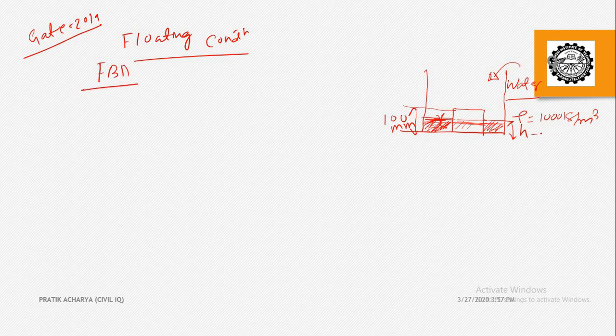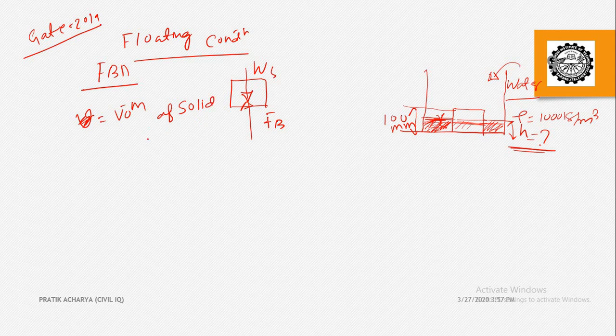It is asking us to estimate what the height of the water should be when the cube just starts to move upward. If you draw the free body diagram, this is my cubical body, and the weight will act downward. Here a buoyancy force will act. So this is V. What is V? This is the volume of the solid in liquid, that is, the volume of water displaced. Whatever volume of solid is inside the liquid, that much water will be displaced.